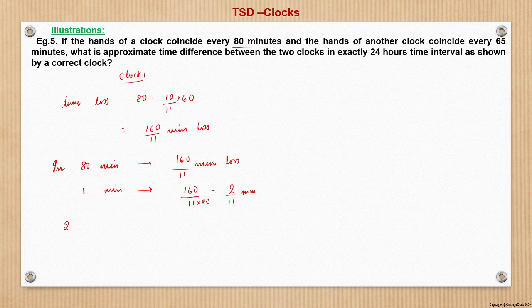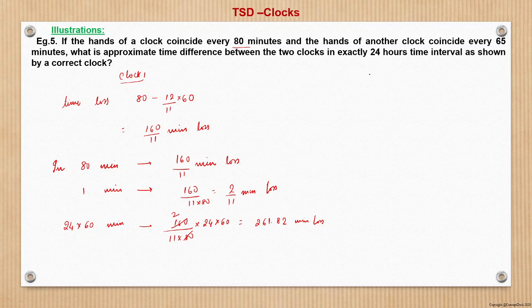So in 24 hours, that is 24 into 60 minutes, what would the total time loss be? 160 upon 11 into 80 into 24 into 60. The 80 will go two times, so what remains is basically 48 into 6 upon 11. So this will be 261.82 minutes loss. This is for clock 1.